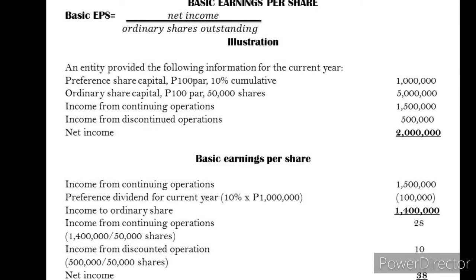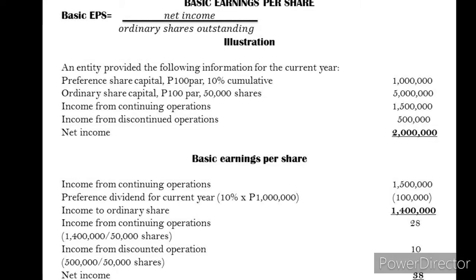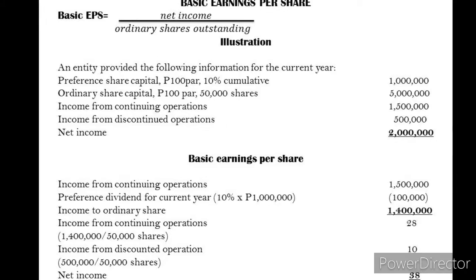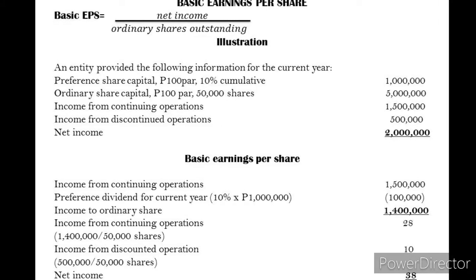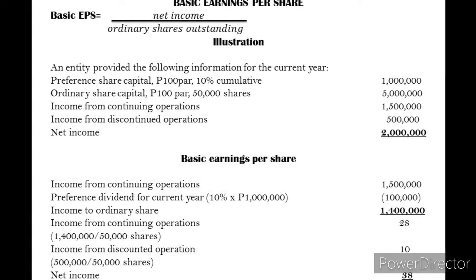You will notice that the preferred dividends are removed from the net income in the earnings per share calculation. This is because EPS only measures the income available to common stockholders. Preferred dividends are set aside for the preferred shareholders and cannot belong to the common shareholders.